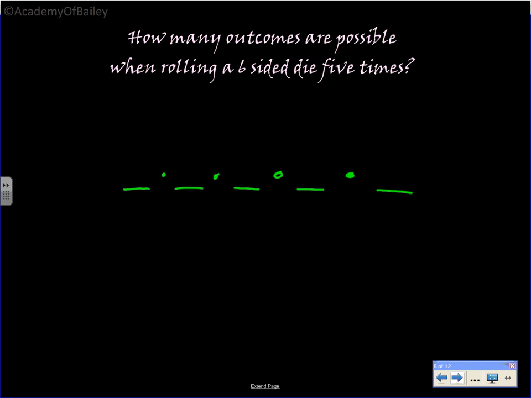So you have those 5 marks there, and you're rolling this 6-sided die 5 times. So on the first roll, 6 different numbers can appear. On the second roll, 6 different numbers can appear. And the reason why is because when you roll a number, it doesn't come off of the die. It still stays on there.